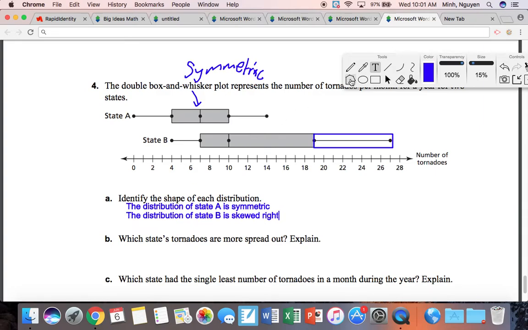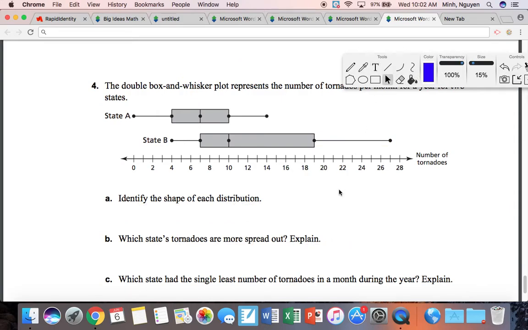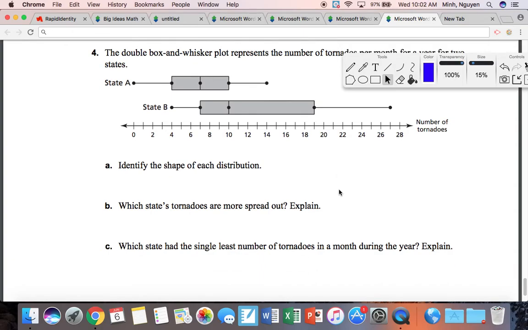Which state's tornadoes are more spread out? Explain. Another way of asking this is, which state's tornadoes show a greater range? So go ahead and calculate that. Range is greatest minus least. You can say, whichever state it is, it should be obvious just by looking at it which one is more spread out. This state is more spread out because the range is greater.